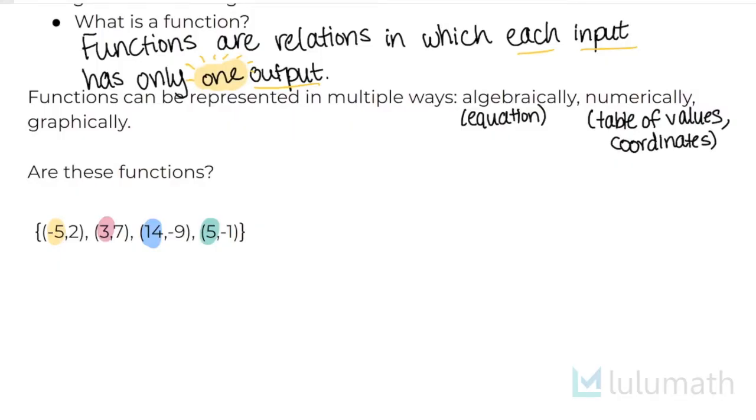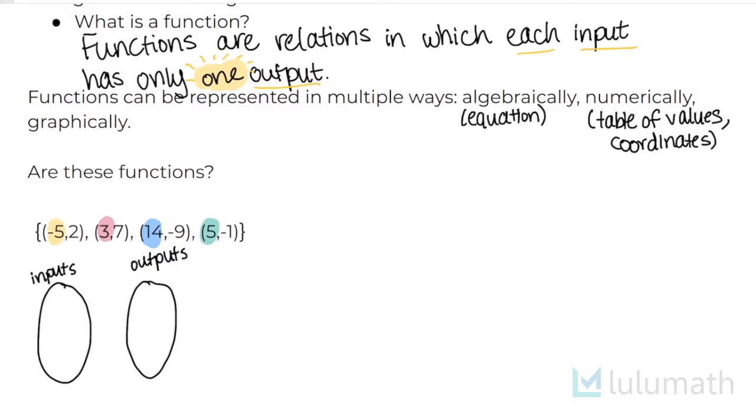And it's made clearer using a mapping. I will have one side for my inputs, and another side for my outputs. I will list my inputs in numerical order, from least to greatest. My inputs are -5, 3, 14, and 5, so my smallest input is -5, my next smallest is 3, then 5, and then 14. My outputs are 2, 7, -9, and -1. Again, I will list them in numerical order: -9, -1, 2, and 7.